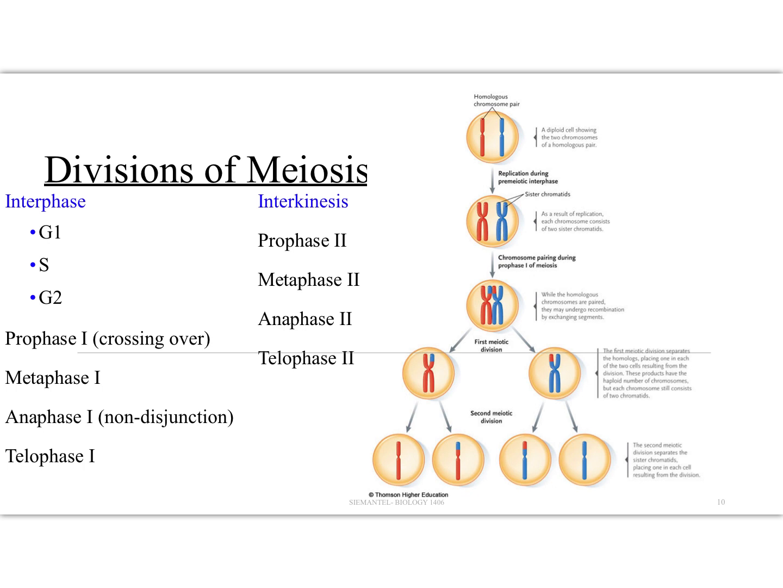Non-disjunction can lead to some different kinds of genetic disorders, which we will cover later on, but the one you might be most familiar with is Down syndrome, which is where an individual has 3 copies of chromosome 21 instead of the 2 copies that he or she should have.